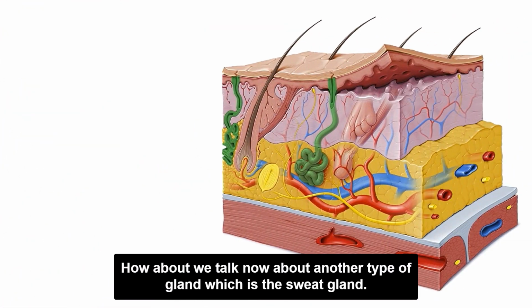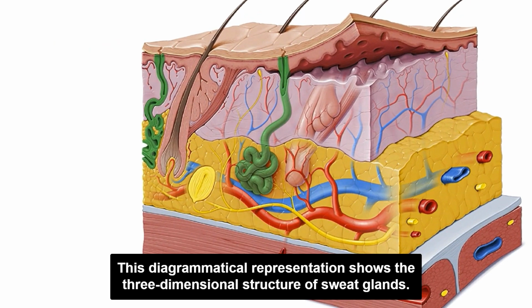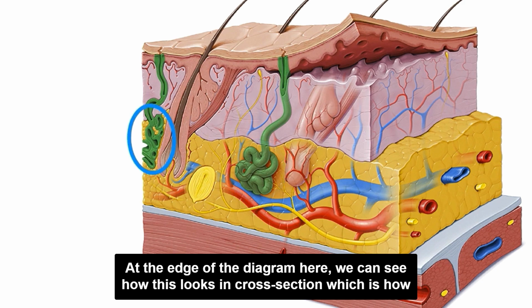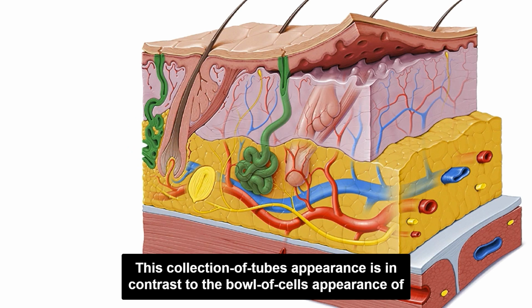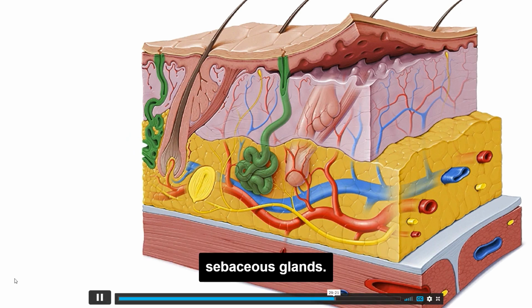How about we talk now about another type of gland, which is the sweat gland. Sweat glands come in 2 types, eccrine, like the one shown here, and apocrine. This diagrammatical representation shows the 3-dimensional structure of sweat glands. They consist of a tube which is coiled up on itself into a tight mass. At the edge of the diagram here, we can see how this looks in cross-section, which is how we are seeing it down the microscope. This collection of tubes appearance is in contrast to the ball of cells appearance of sebaceous glands.